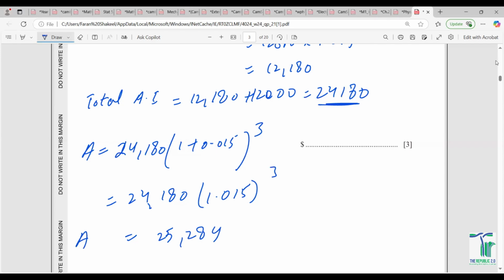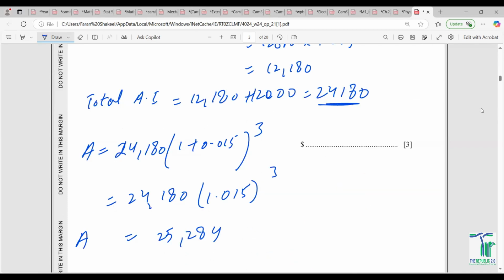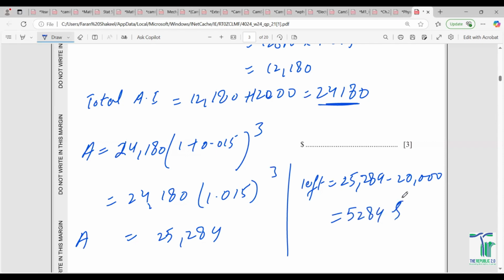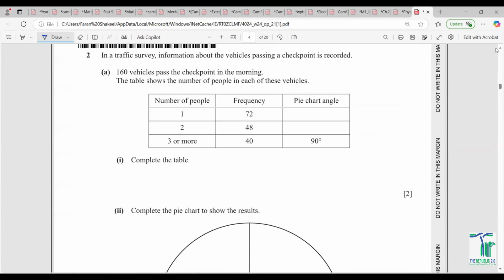Up, she took 20,000 out of that account at the end of the year 4. So total left out amount क्या होगी? Left out amount has to be 25,284 minus 20,000, and that would eventually give you $5,284, right? So she's having $5,284 in her account at the end of the 4 years when she took 20,000 out of it. Now, we've got this question number 2.